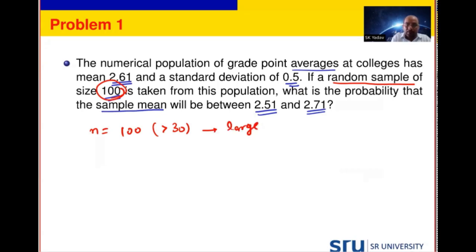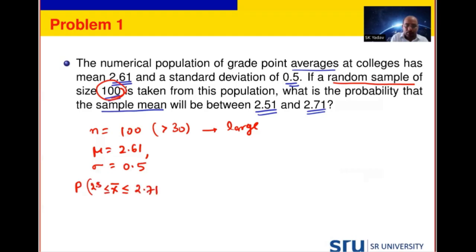And what else is given? The average grade point at college has mean mu equal to 2.61, and the standard deviation of the population, that means sigma, is given as 0.5, and sample size 100. So what is the probability? You have to find the probability that the sample mean, which is x bar, will lie between the upper limit 2.71 and the lower limit 2.51. So this you have to obtain.